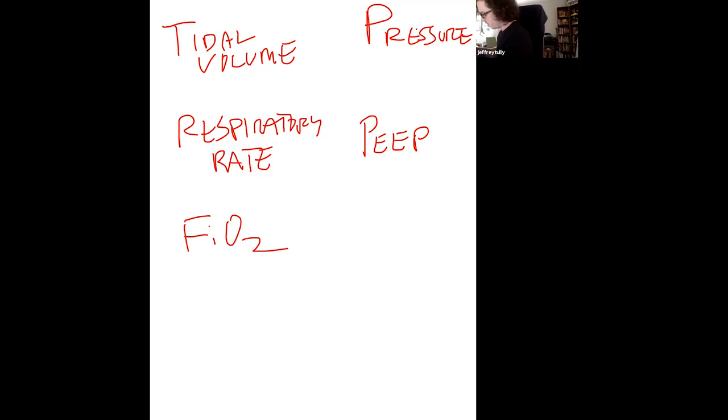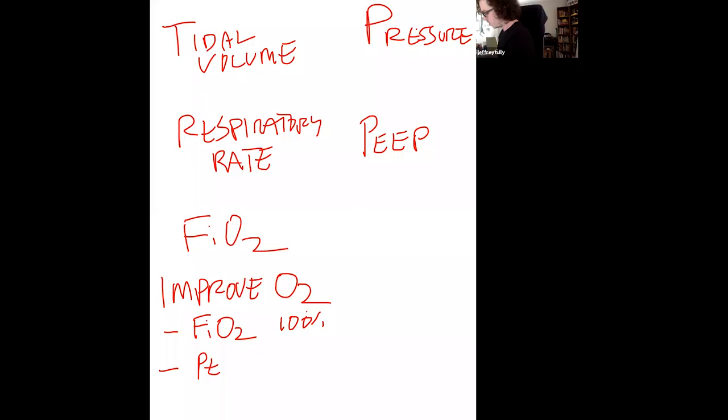So from the standpoint of if we want to improve a patient's oxygenation, the two things that we can do with a ventilator are increase the amount of oxygen they get, up to and including 100% oxygen. And we can increase the PEEP, which keeps those small airways open and prevents what we call shunt, or blood that goes through the vessels that can't participate in gas exchange. Both of these measures will increase the levels of oxygen in the blood.